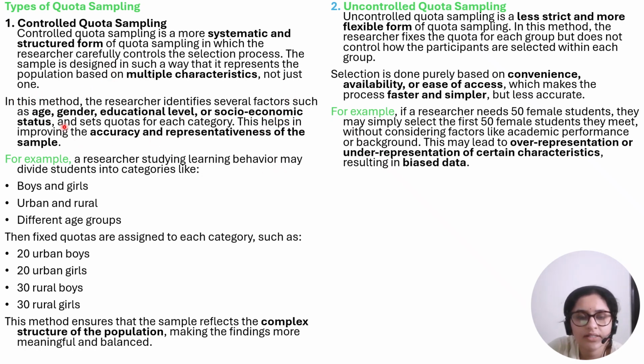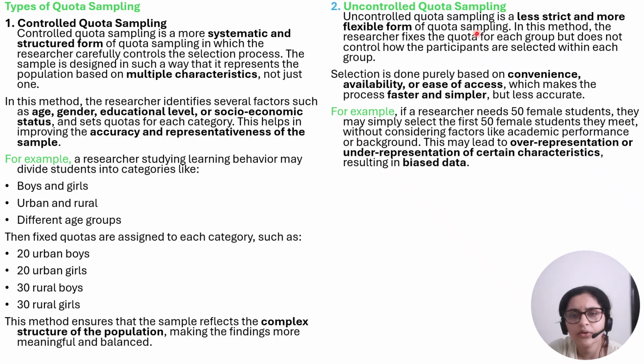The researcher identifies several factors like age, gender, educational level, or socioeconomic status, and sets quotas. Quota is a number, quotas for each category. This helps in improving accuracy. If you see examples, you will get more clarity. A researcher studying the learning behavior of various students will divide the students into categories like boys and girls, urban and rural, different age groups. Then fixed quotas are assigned to each category, like 20 urban boys. Quota is a number: 20 urban boys, 20 urban girls, 30 rural boys, 30 rural girls.